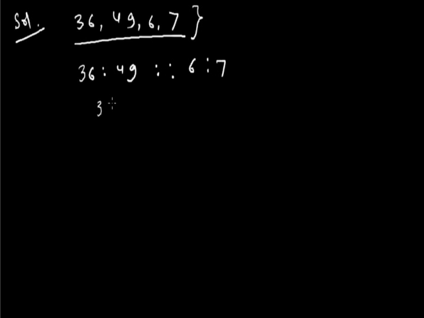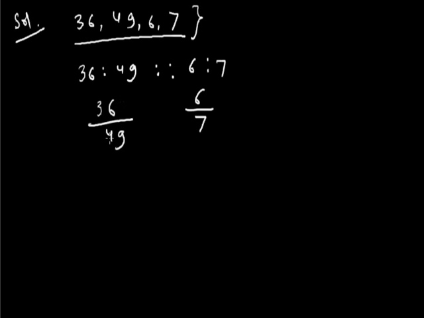Now 36 ratio 49 can be written in fractional form as 36 divided by 49, while 6 ratio 7 can be written in fractional form as 6 upon 7. Now checking in the first fraction, is there any common factor between the numerator and denominator other than 1?